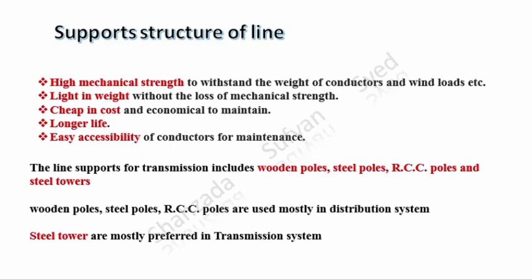Next, we have supporting structure of line. The supporting structure must have the following properties. The supporting structure must have high mechanical strength so that it can withstand the weight of conductor and wind load. The supporting structure must be lighter in weight without the loss of mechanical strength. Means the supporting structure must be lighter in weight, but they have to be mechanically stable.